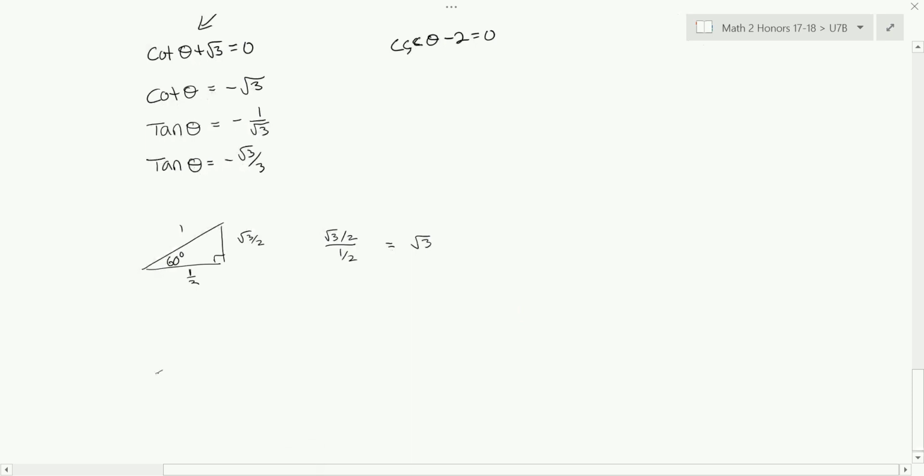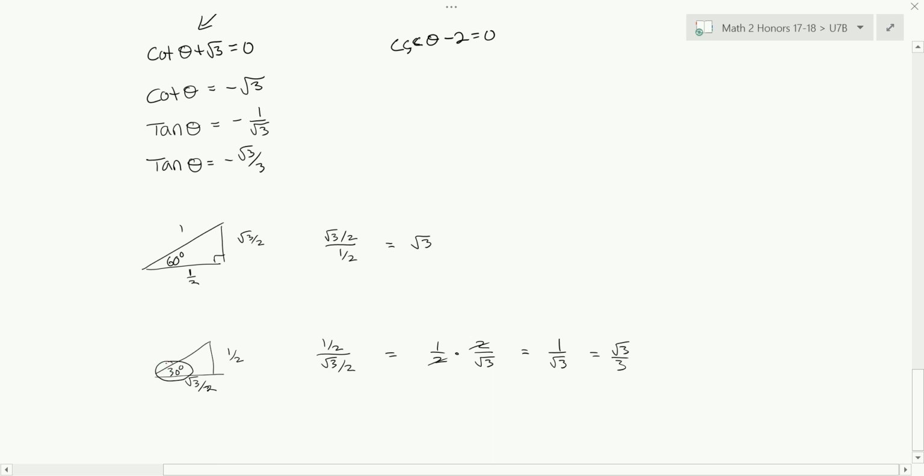Try 30. If we have 30, we got 1/2, and we got root 3 over 2 here. And so when we do that fraction, we get 1/2 sine over cosine, which is 1/2 times, you can multiply by the reciprocal. You get 1 over root 3. Multiply top and bottom, and you end up with root 3 over 3. So now we know, hey, our reference angle is actually 30 degrees, not 60 degrees.